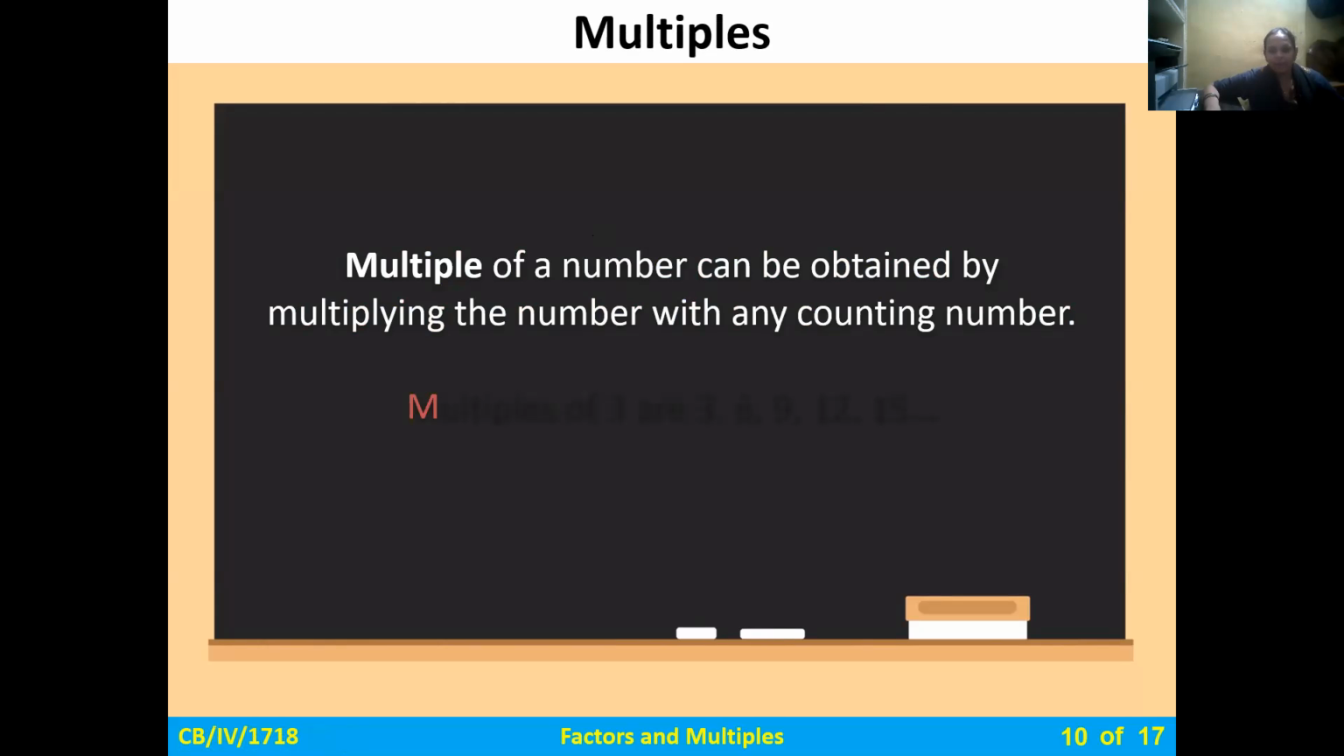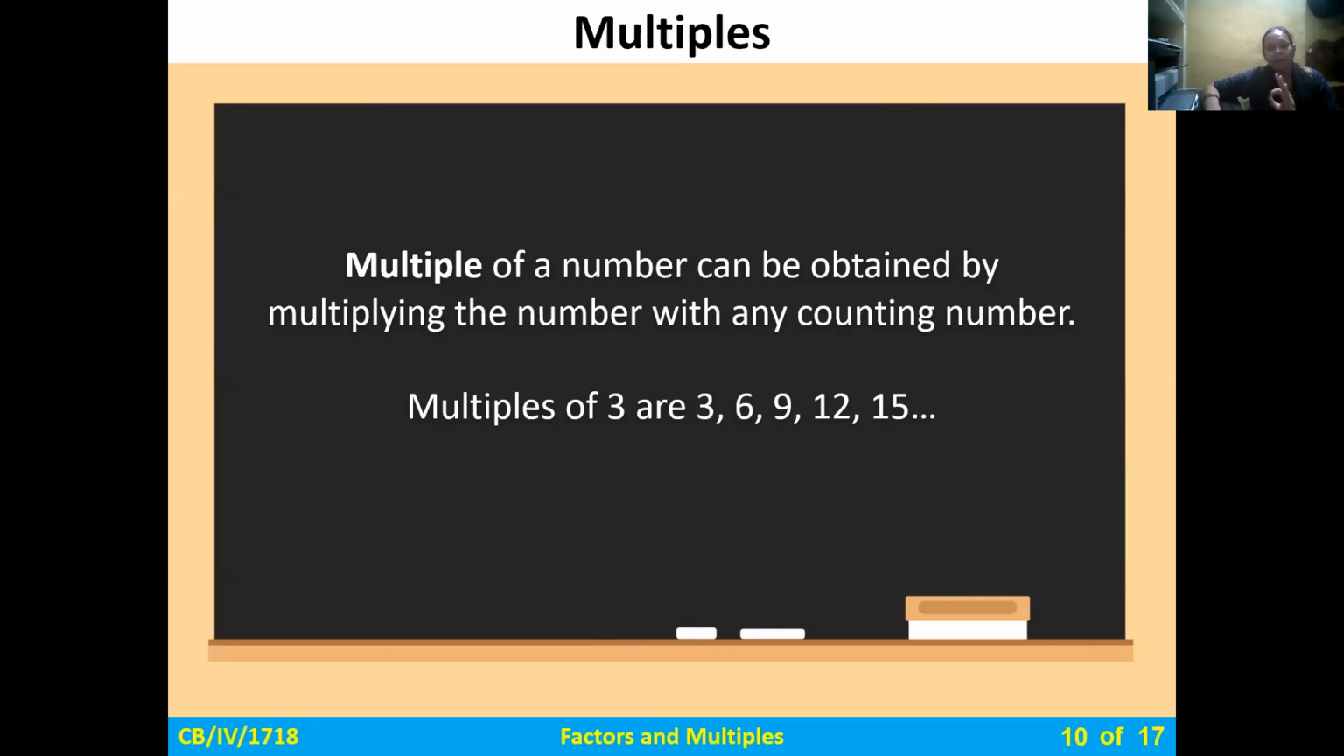For example, if I ask you to find out the multiples of 3, so simply you have to read the table of 3. So how do you read the table of 3? 3 ones, 3. 3 twos, 6. 3 threes, 9. 3 fours, 12. 3 fives, 15. 3 sixes, 18. 3 sevens, 21, and so on. You keep on multiplying 3 by any number, you get the multiples of 3.